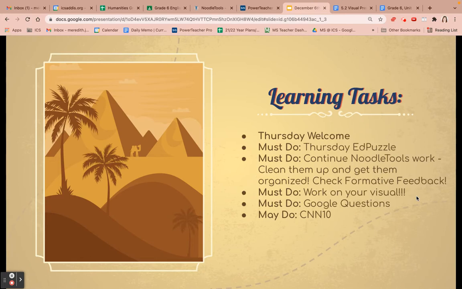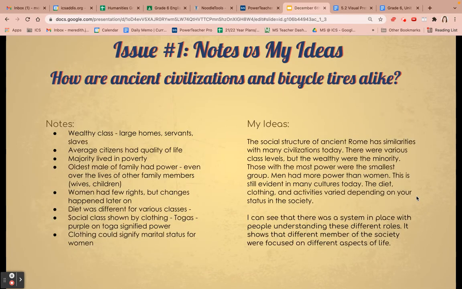Then you're going to work on your visual. You're going to ask any questions, and if by some miracle you have some extra time out of the 70 minutes that you have for humanities today, you are going to work on CNN 10. Okay, so let's look at this.